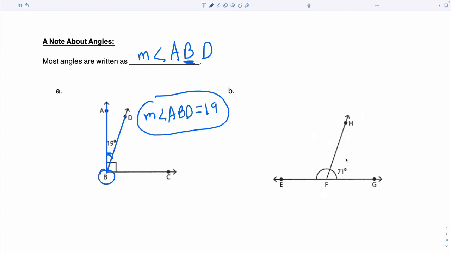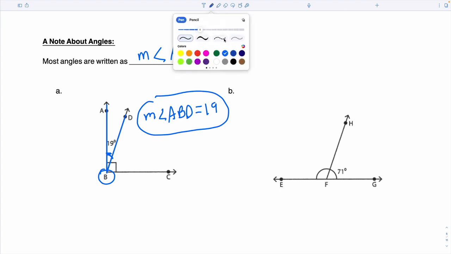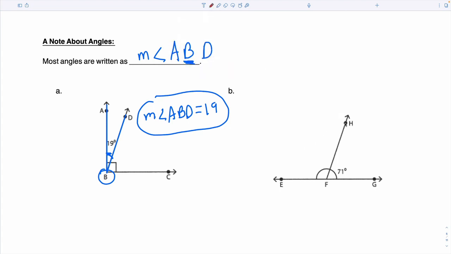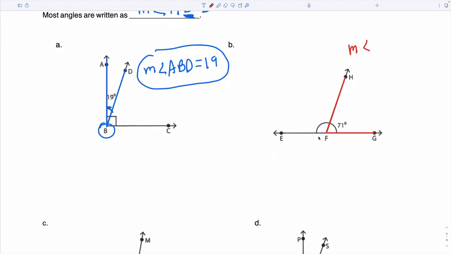If you look over here, how would you write 71 degrees? You could start either at H or at G. Let's start with your pencil on H. Go down to F, go over to G. Measure of angle H. What's the middle letter, Alexis? F. What's the last one? G. Measure of angle HFG. The angle you're actually looking for is the one next to F. That's how they're going to write it on most of your tests. It just looks a little funky, but once you get the hang of it, it's not too difficult.